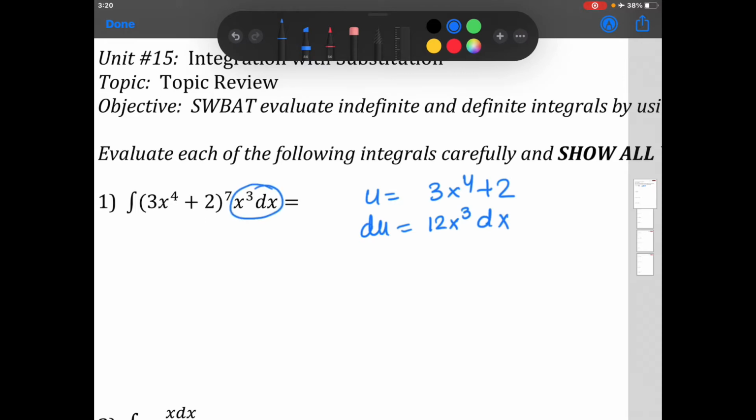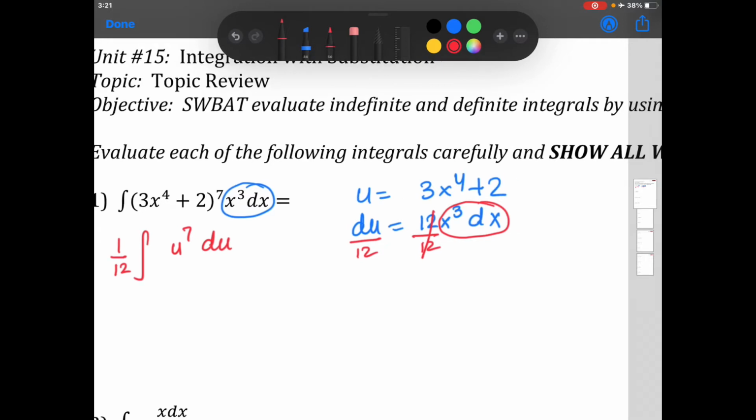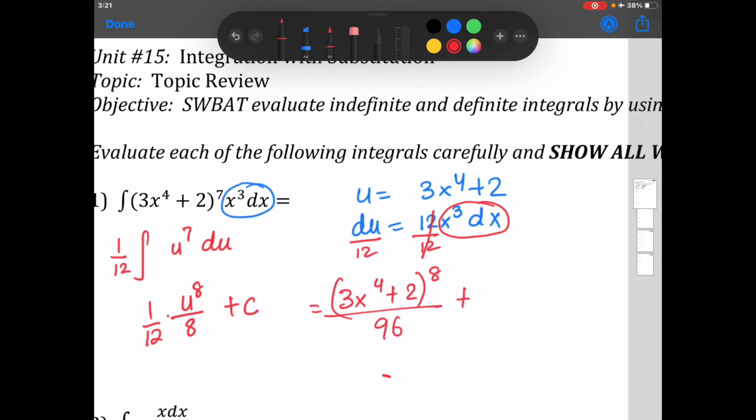I want to replace x cubed dx, which I have here, right? So I'm going to get rid of the 12, so I'm going to divide by 12. So this gets cancelled. So what would be my integral? I'm going to pull out the 1/12 in the front, and I'm left with u to the 7th du. So the integral of u to the 7 is u to the 8th over 8, and I have that 1/12 from the front plus c. So don't forget your plus c, guys. 12 times 8 is 96. Substitute back your u in. Your u was 3x to the 4th plus 2, to the 8th power over 96 plus c.